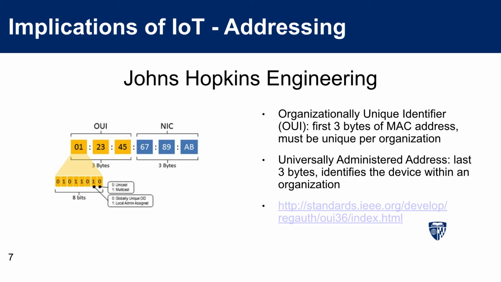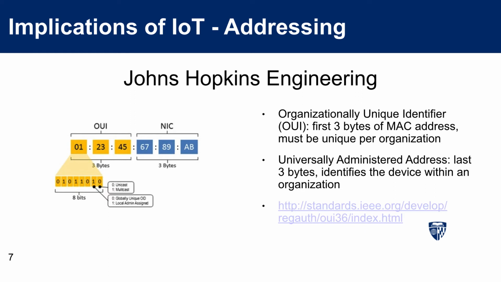So if you do come across a MAC address and you want to know what kind of device it is, you can punch those first 3 bytes into a website and it will map the OUI to the manufacturer for you. The last 3 bytes are called the universally administered address, and they just identify the specific device within that organization, given the OUI in the first 3 bytes. You can definitely read more about it. I wanted to throw a link up there for you.